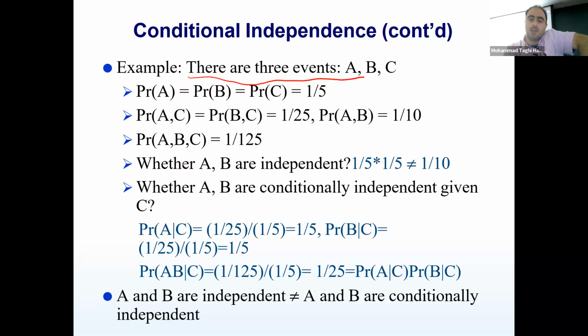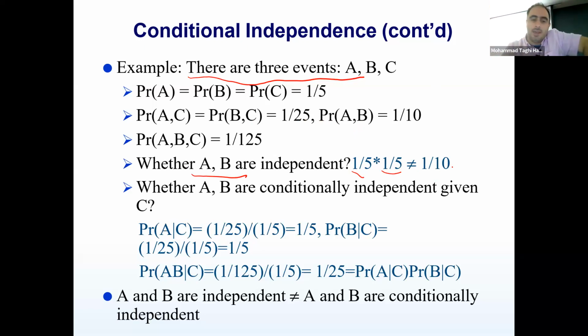So the first question: whether A and B are independent or not. The probability of A is 1 over 5. The probability of B is 1 over 5. And the probability of A intersection B is 1 over 10. So these are not equal, which means that A and B are not independent.